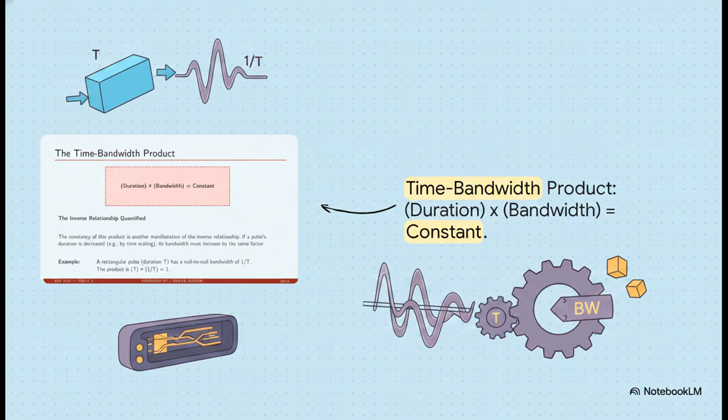You can never shrink both. You squeeze one side and the other side bulges right out. This one single product actually dictates exactly how fast we can send data through a communication channel without all the signals just bleeding into one another.